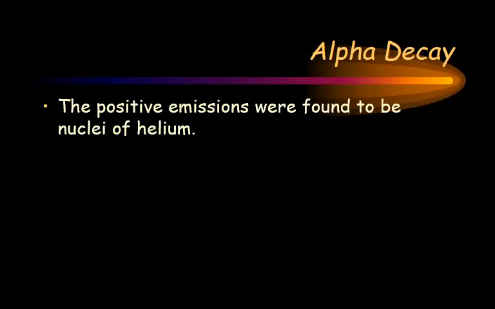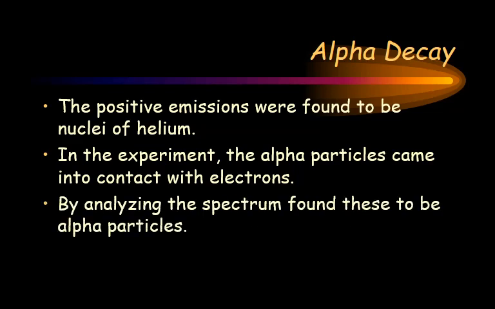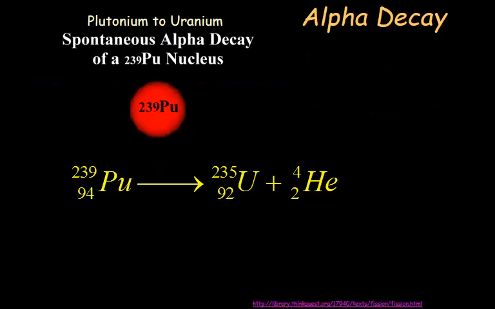So with alpha decay, they found that these were positive emissions, where a nucleus of helium, 2e positive, 2 protons, 2 neutrons, was shot out from a nucleus. And those particles came into contact with electrons, and by analyzing the spectrum, they found that these were alpha particles. And so using the quantum physics that we've learned, they were able to see that these were helium nuclei.